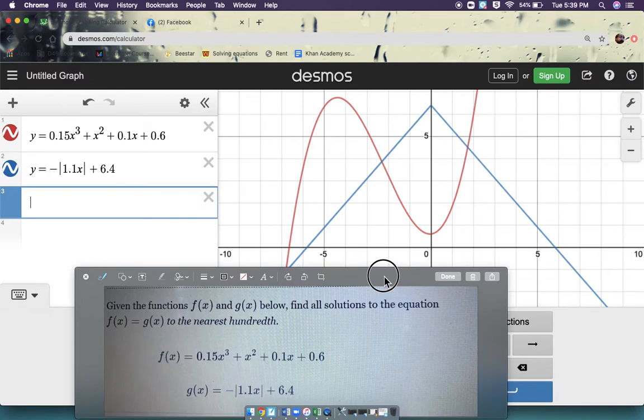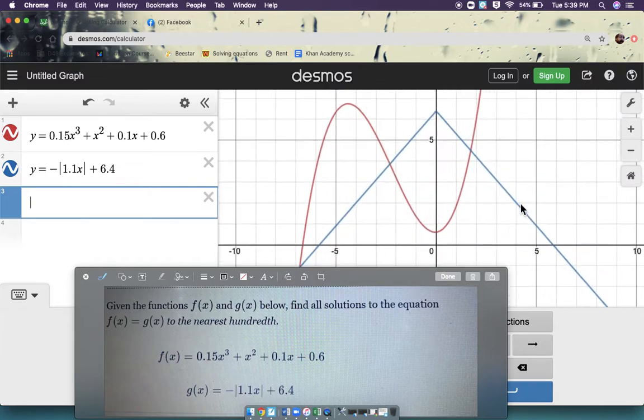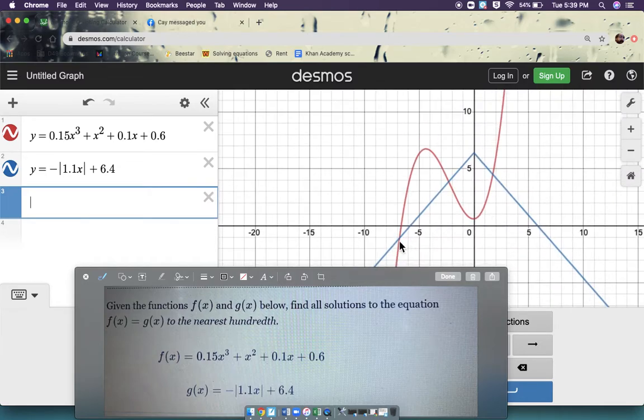Here's that other graph I was trying to show you. I was telling you it looks like a V shape when it's positive. Kind of looks like an A shape whenever it's negative. And as you can see, there's 3 different points where these intersect. So we've got an intersection here, here, and here. Those are all the places that the 2 functions are equal to each other.